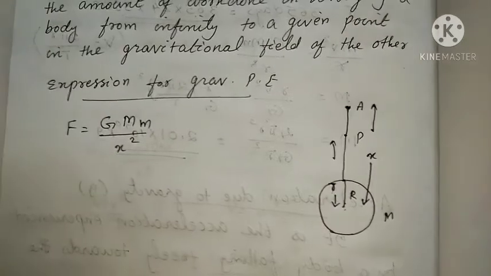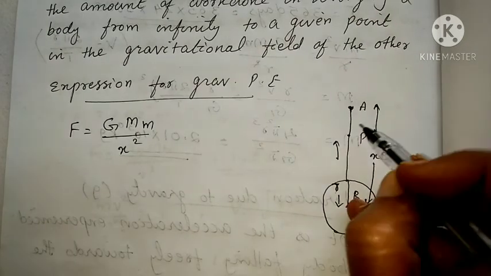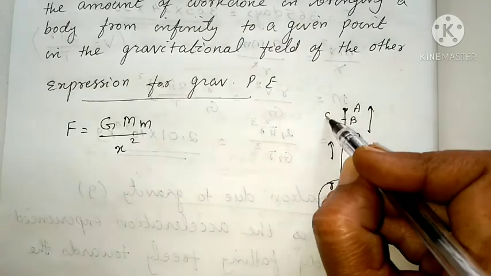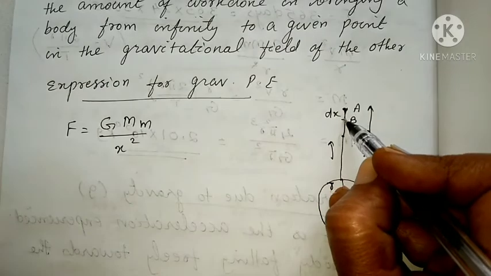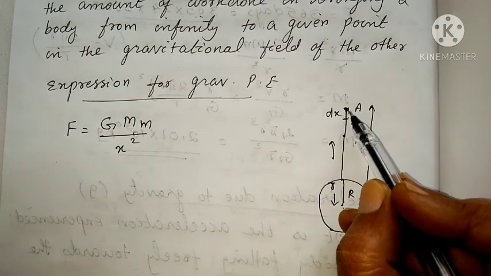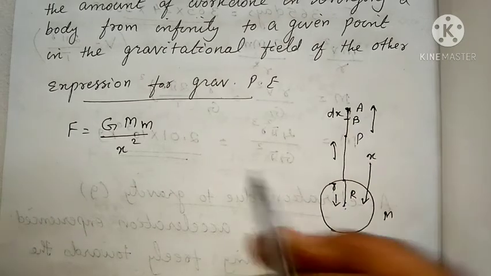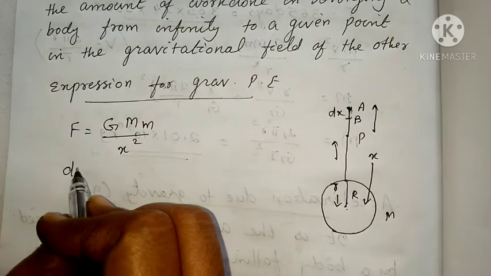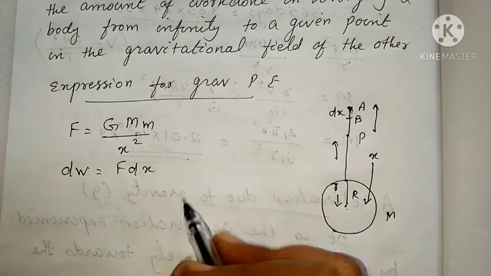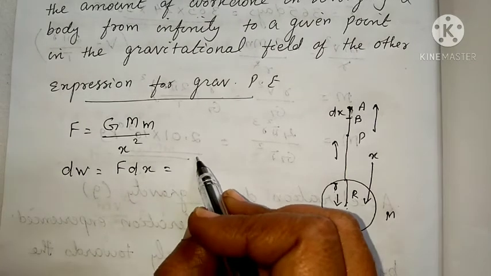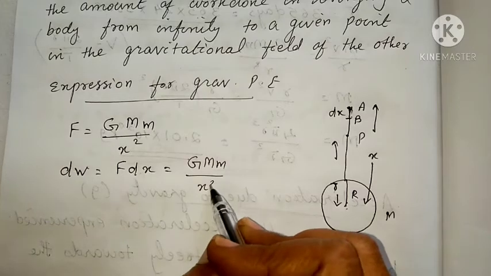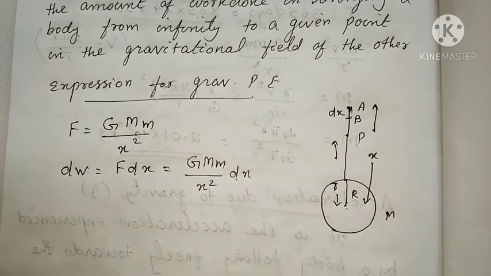Suppose the body moves through a distance dx from A to B. Then what is the work done to bring the body from A to B? That is dW equal to F into the distance moved, that is dx. So, that is equal to F, which is GMm by x square, into dx.